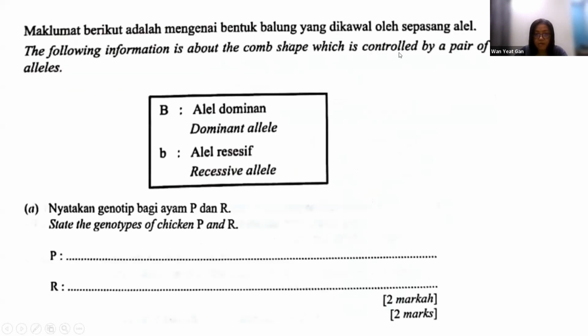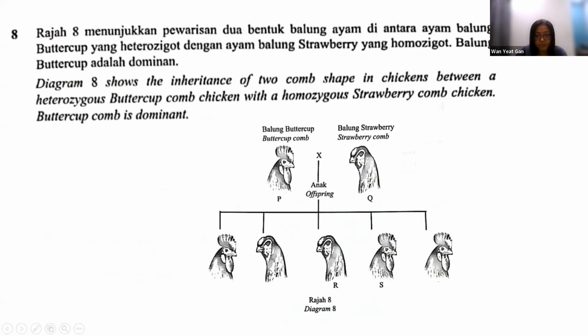The following is about the comb shape, which is controlled by a pair of alleles. So B is the dominant allele, while small b is the recessive allele. State the genotype of chicken P and R. Okay, so what is the genotype of chicken P and R?